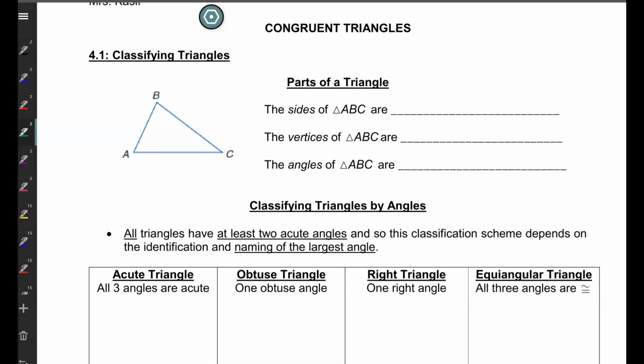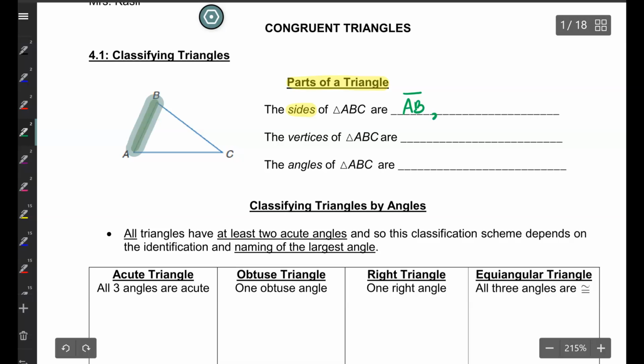Okay, so first thing we want to do is look at the different parts of a triangle. So here we have our triangle ABC. Whenever I'm asking you for the sides of a triangle, these are the segments. They are AB. Oh, don't forget to put the little segment line above. BC. And finally, the last side, which is AC.